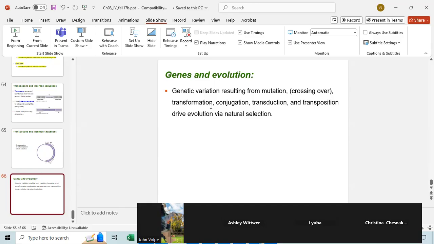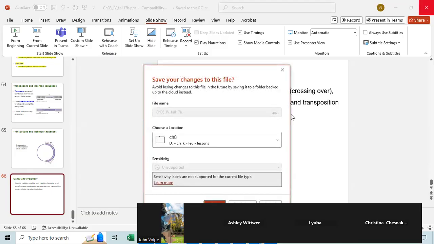Any questions about genes and evolution? All right, that's it for chapter 8. Let's briefly get started with chapter 14.